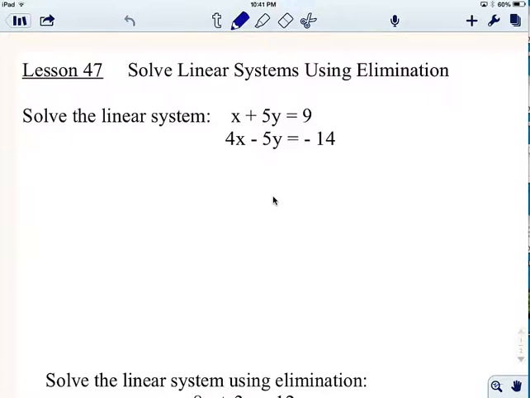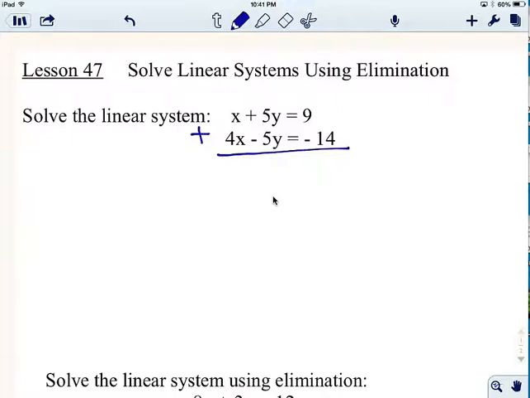So I've got two equations here. I've got x plus 5y equals 9 and 4x minus 5y equals negative 14. Now, literally, all we're going to do, let's draw a line below it. Sorry, that's going to pop up in a second. There we go. And we're just going to add these two things together. So I'm going to draw a line and put a plus sign.